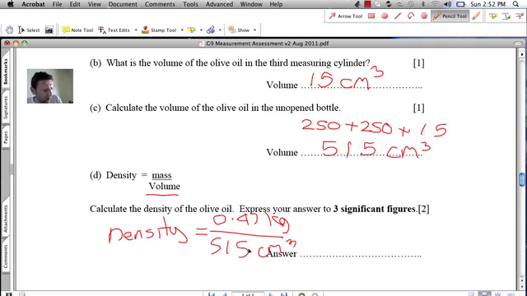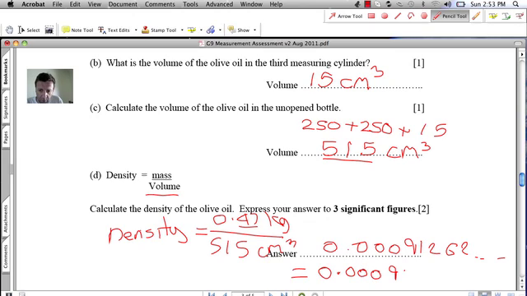If I divide 0.47 by 515, I'm going to get a pretty horrible number: 0.0091262. Don't like that. Too many numbers. How many significant figures should I have? Well, this has got 2, this has got 3, but as it's a division, we should look at the fewest sig figs. So really, that's got 2. Our final answer should really only have 2. We're not going to go mad on this. So the final answer should be 0.00091. What's our unit? kg per cm³. Hooray!